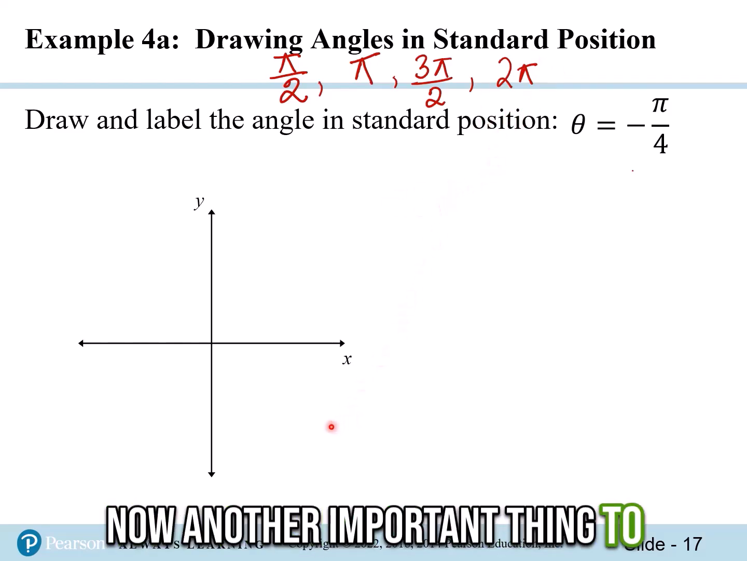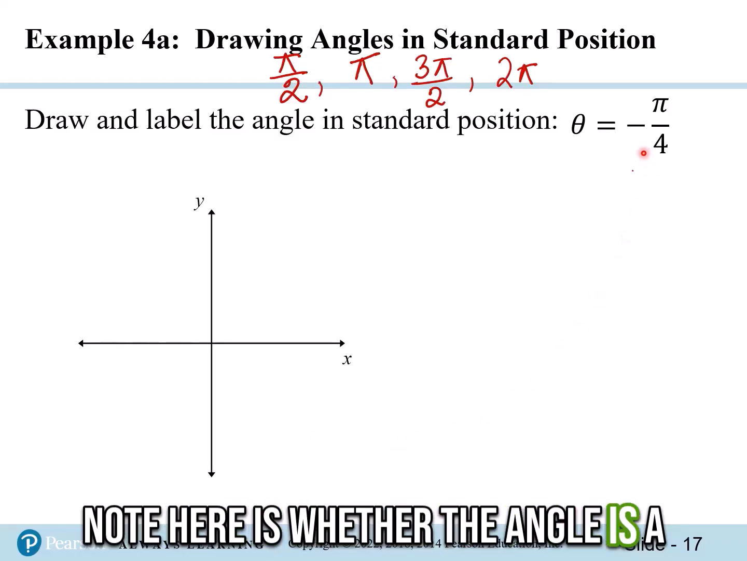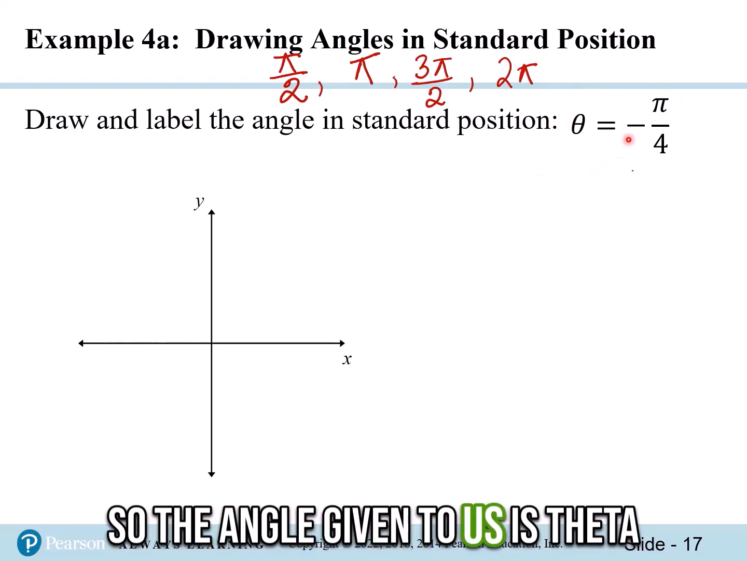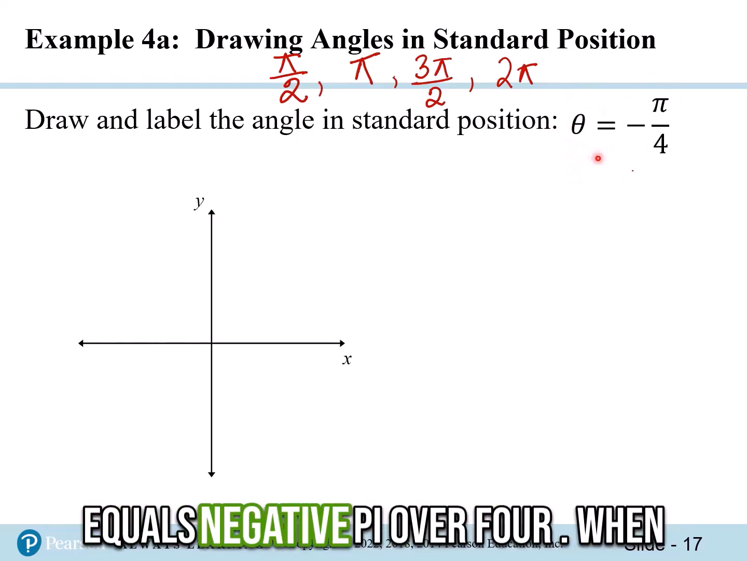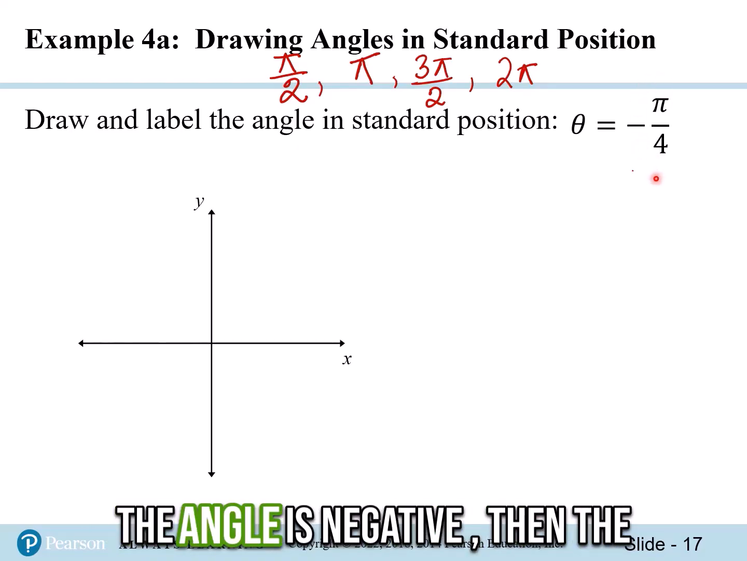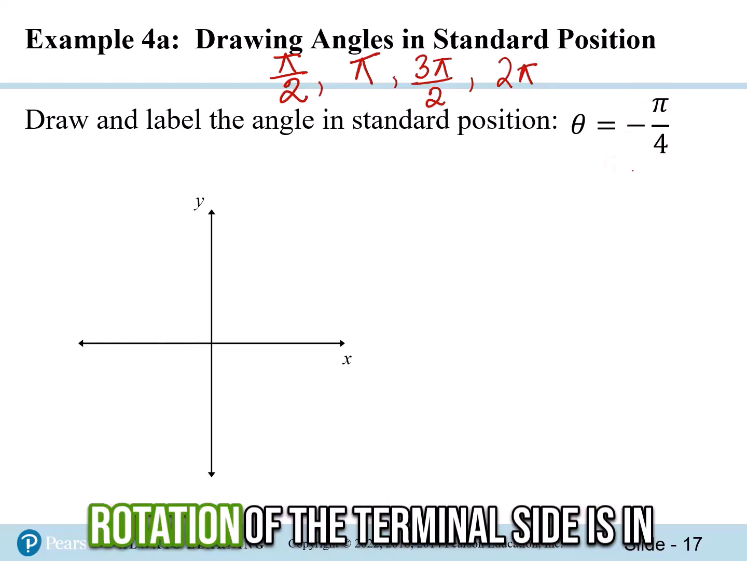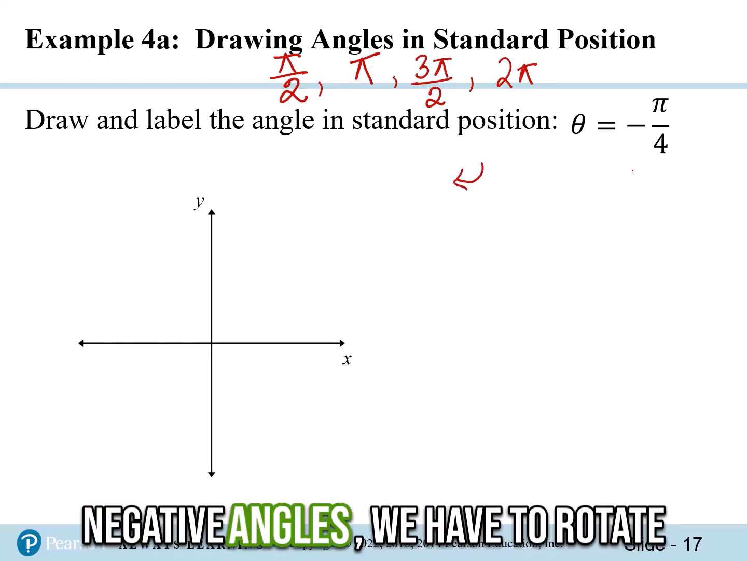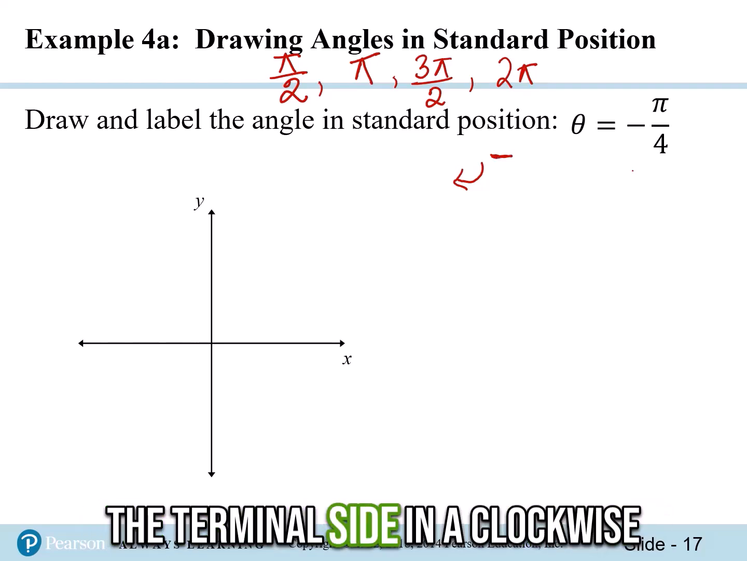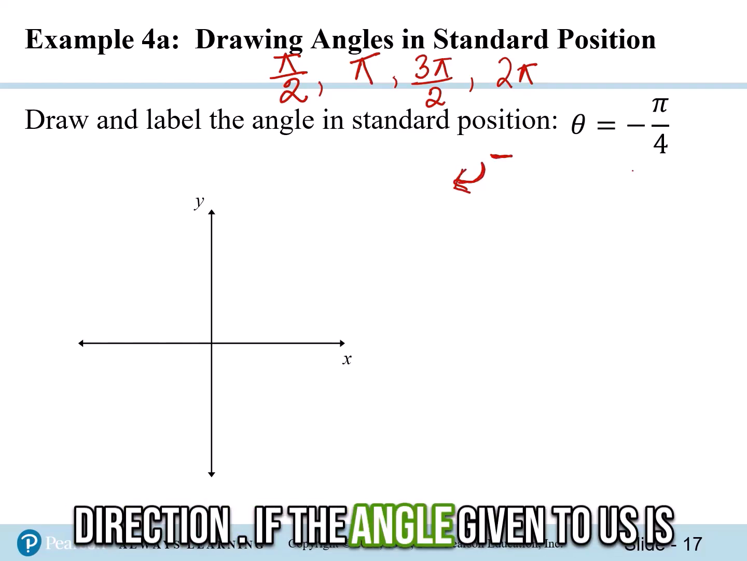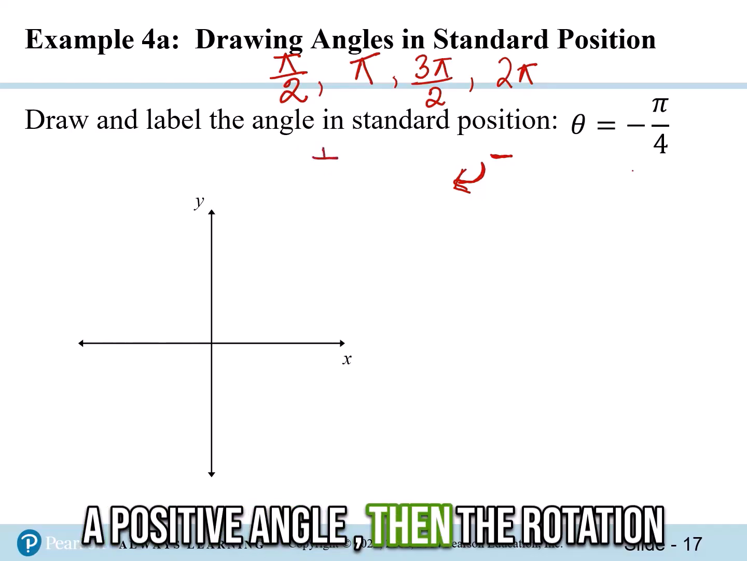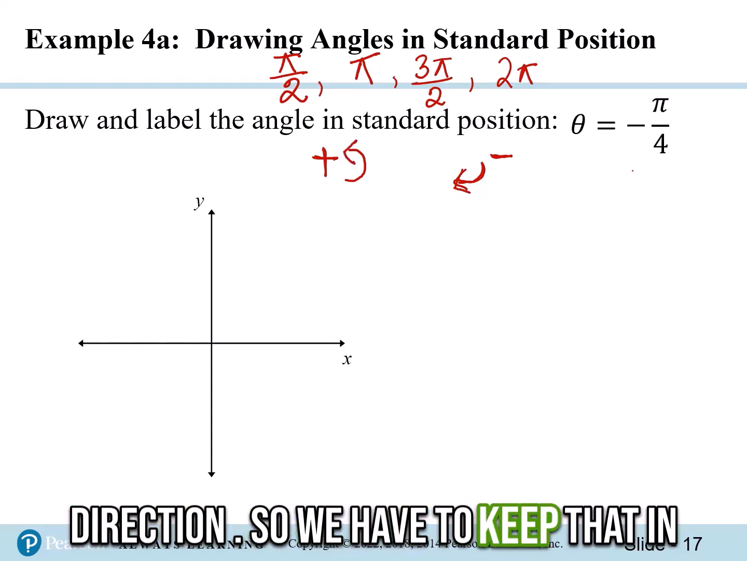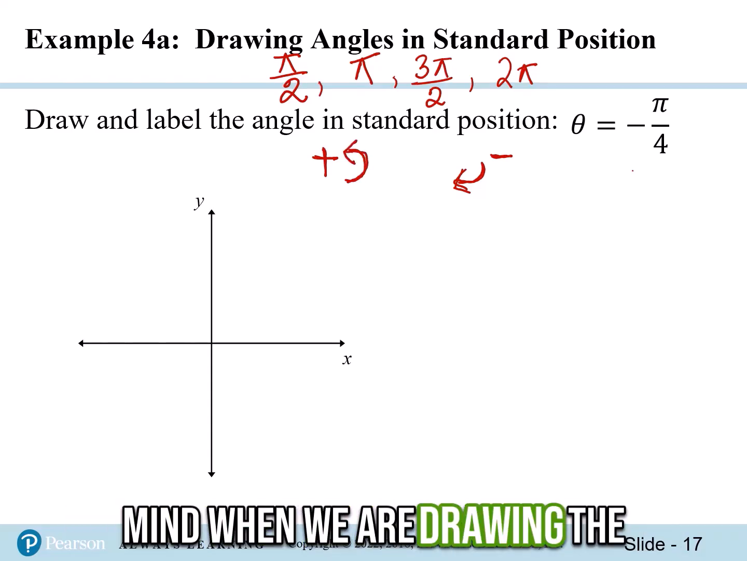Now, another important thing to note here is whether the angle is a negative angle or a positive angle. The angle given to us is theta equals negative pi over 4. When the angle is negative, then the rotation of the terminal side is in the clockwise direction. So for negative angles, we have to rotate the terminal side in a clockwise direction. If the angle given to us is a positive angle, then the rotation would be in the counterclockwise direction. So we have to keep that in mind when we are drawing the angle.